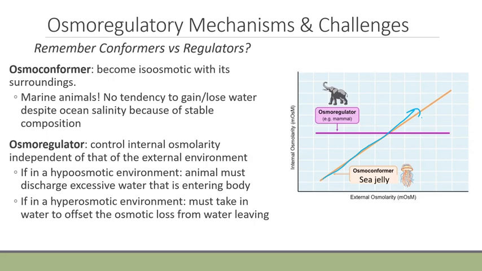If we look at the osmoregulators, then obviously their ability is to change the internal osmolarity no matter what the external environment is doing. Even if it gets really, really salty or not very salty, this elephant is able to maintain a pretty stable internal osmolarity. To do that, it means it has to do some regulation, right? If it's in a really hypoosmotic environment, that animal needs to be able to get rid of the excess of water that is trying to enter, right?